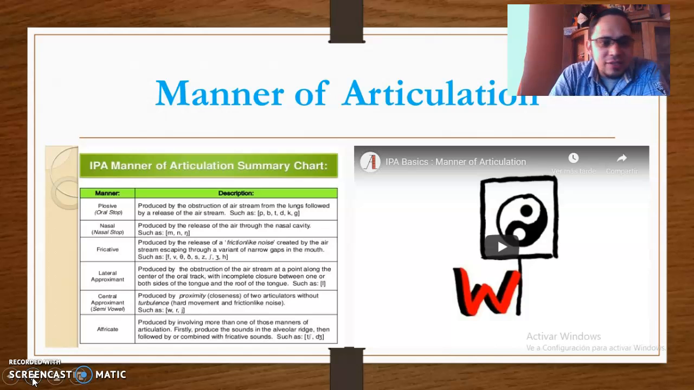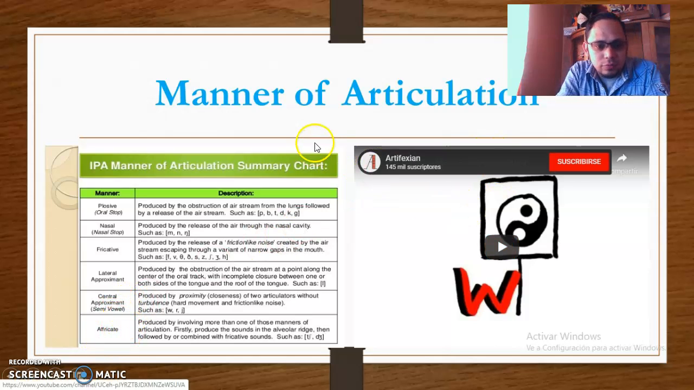Alright, we have nasal. Basically, in this kind of manner of articulation we are going to find almost N sounds that are produced when the air comes out by the nasal cavity. Lateral approximant, central approximant, and affricate.